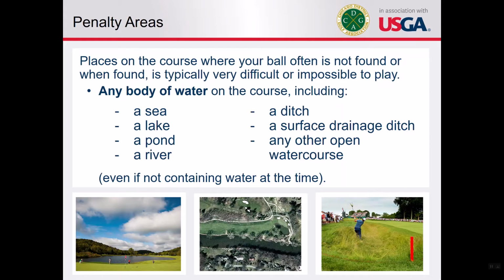Penalty areas. Penalty areas are areas of the course where you often can't find your ball, and you may not be able to play your ball even if you find it. Any body of water on the course is considered a penalty area, even if it doesn't contain water at the time. Some common examples are lakes and ponds and rivers. Even drainage ditches or other features meant to carry water would be a penalty area.